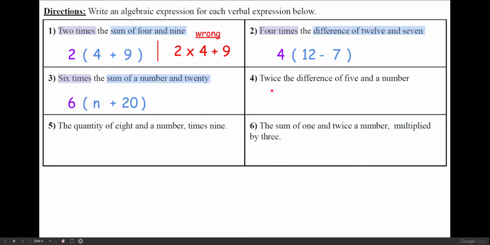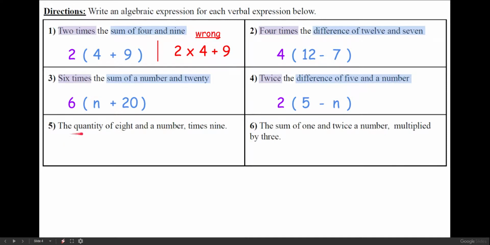Let's try number 4. You can try on your own if you'd like to by pausing the video. Twice the difference of 5 and a number. Difference is a subtraction problem. 5 and a number is 5 minus, because this is a difference, a number I don't know, so put a variable there. And we're going to do twice of that. Well, twice means 2 times it, so it's 2 times this difference of 5 and n.